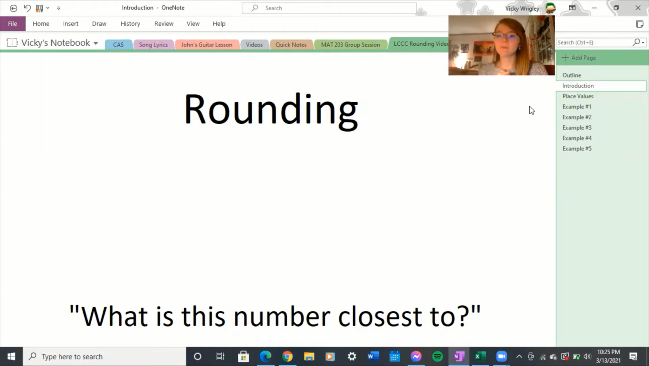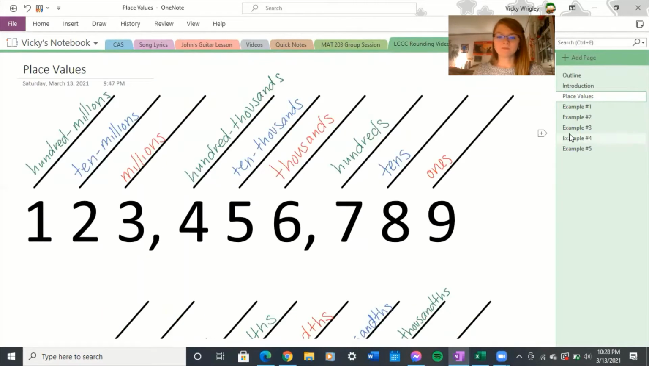So let's talk a little bit about place values before we jump right into rounding. A place value is the name for the position of a digit within a number. So for this example that I have here, a long number, when you're counting place values, you always start with the number on the right, the rightmost digit. So that starts with 9 here. 9 is in the ones place. The following number, 8, is in the tens place. 7 is in the hundreds place, and so on as I have labeled here.